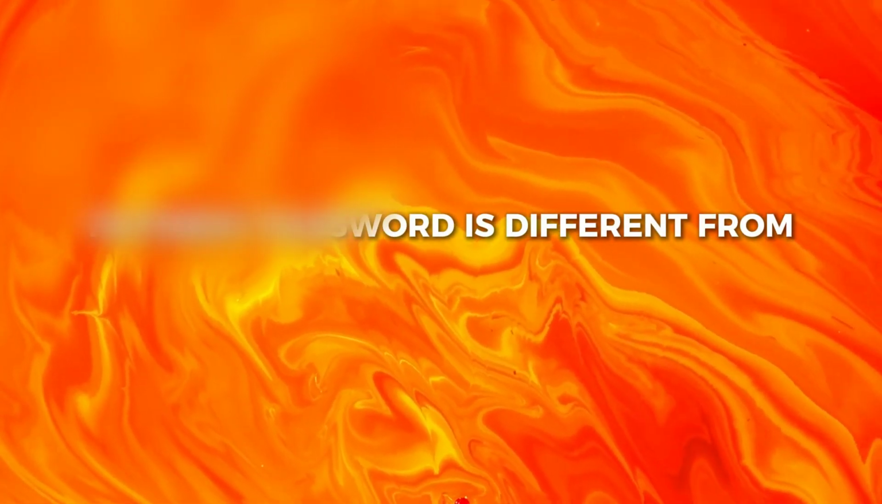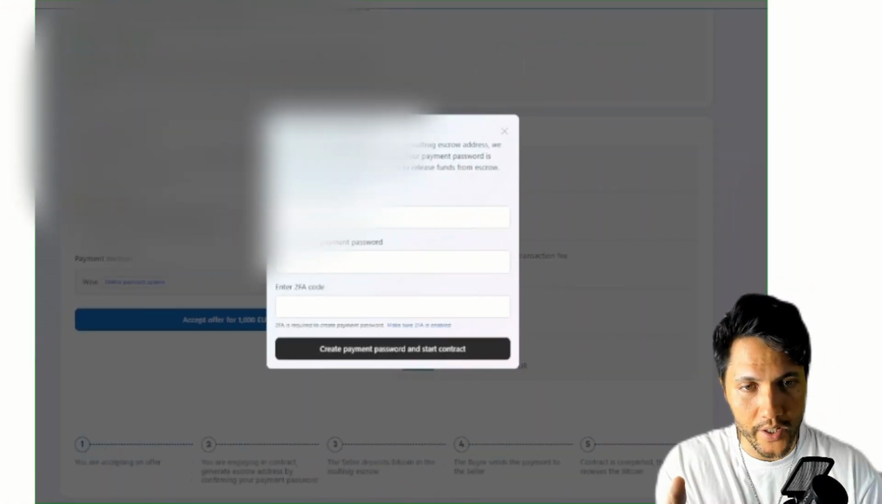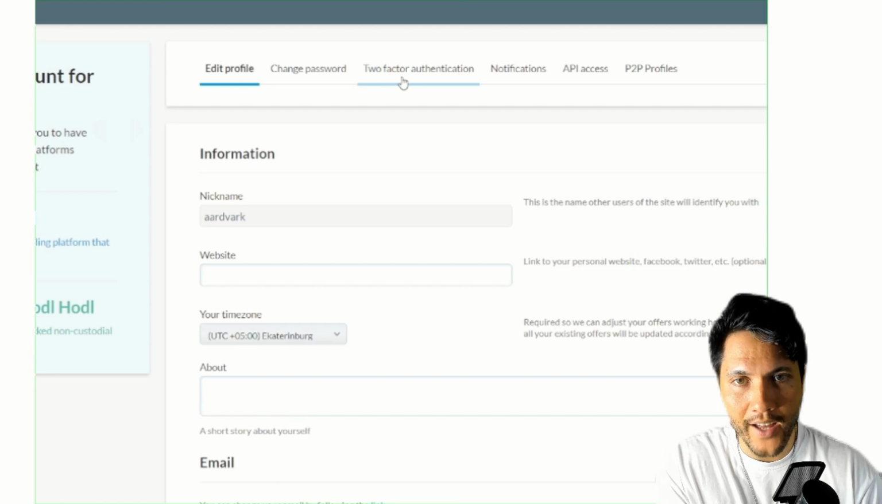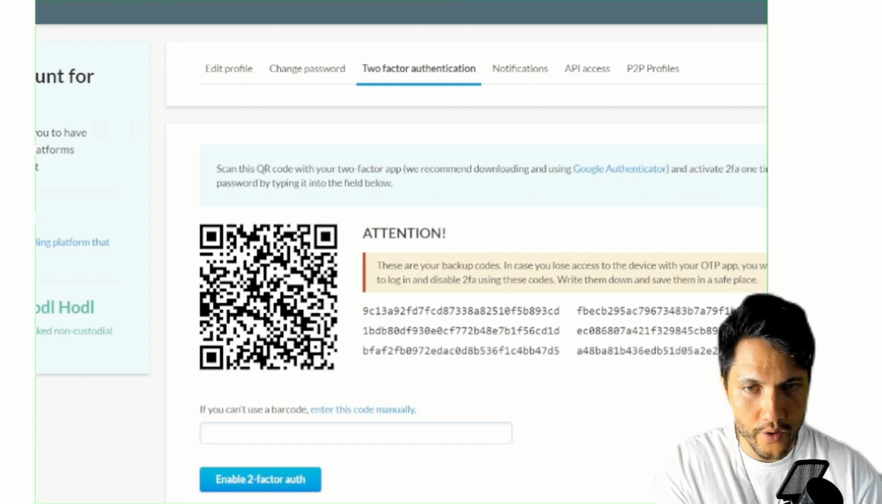Now, a payment password is different to your normal login password. What you need to do is you actually have to go ahead and create a payment password, and to do that you have to have 2FA enabled. So I'm just going to show you real quick how that goes down. So I've got to go and get two-factor authentication. Just put in your normal password, and then you can generate a 2FA code. And it's just like any other thing when you apply for 2FA. I'm going to scan that QR code with Google Authenticator. And once that's scanned, it will give me my first one-time password, which will just be 6 numbers in whatever combination.